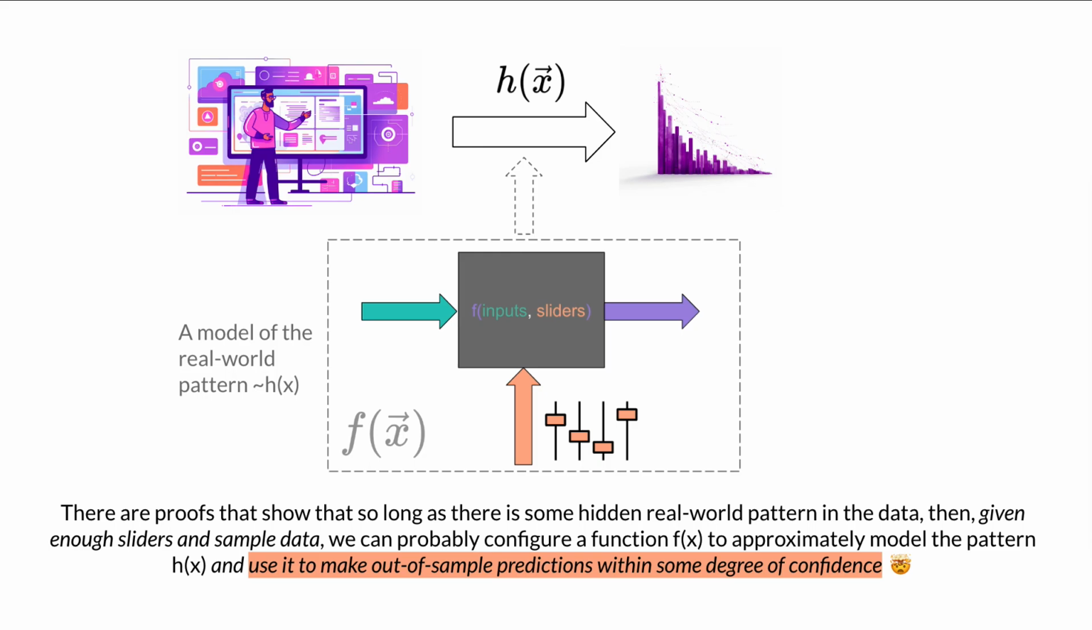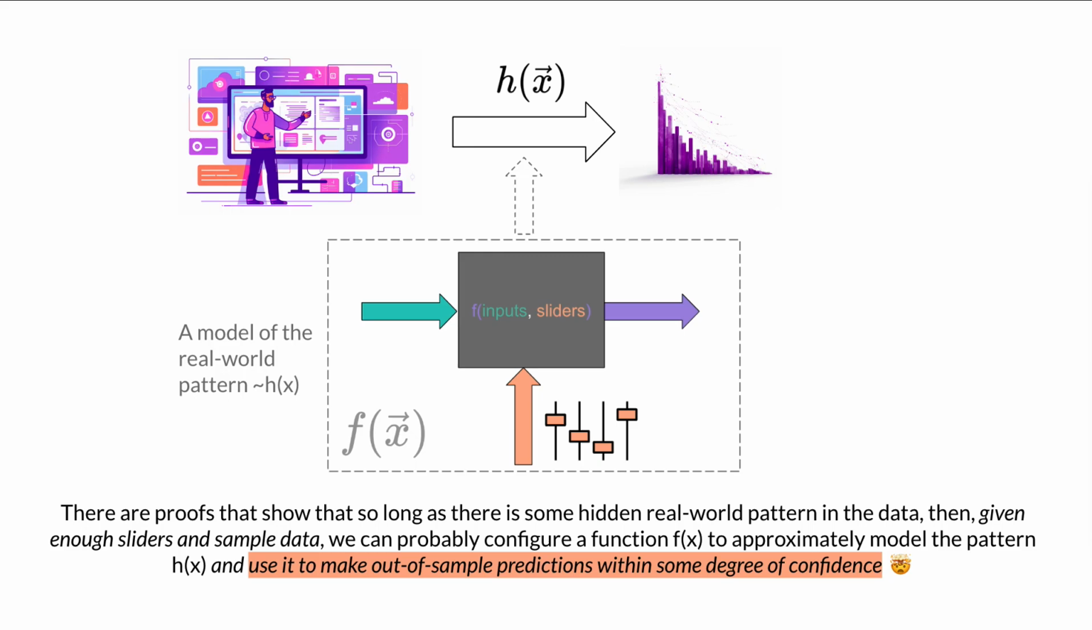There's a whole bunch of theory and proof around this that we're not going to get into, but the bottom line is that for this to be reasonable, so that the function is indeed learning and has approximated the hidden function, there has to be a real world pattern, as we said in our earlier assumptions. There has to be a sufficiently large sample of data that represents the hidden function, and enough sliders that we can configure our function to in some way fit this hidden function that exists in the real world. Then we can use that to make out of sample predictions with some degree of confidence.